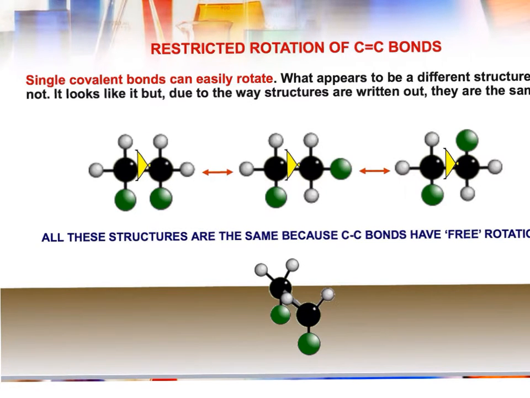Now the reason that the previous two molecules were achiral is because single covalent bonds can easily rotate. And so what appears to be completely different structures really are not. It looks like it, but due to the way that the structures are written out, we can easily rotate bonds around and line them up.